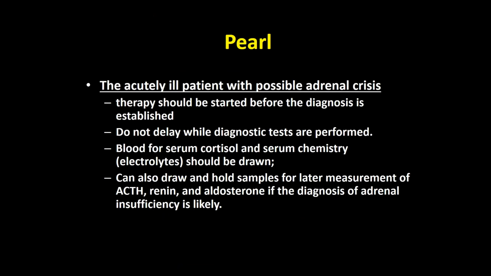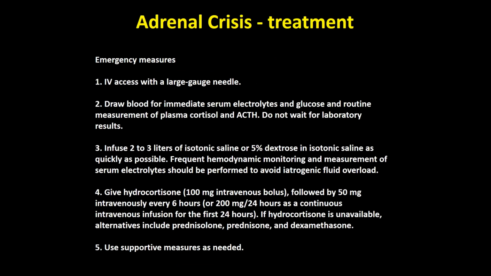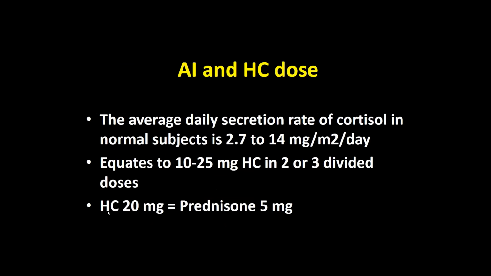We can also draw an ACTH at the same time, and start treatment where we're considering this diagnosis of adrenal crisis. And the treatment is, as you'd expect, really getting good IV access, replacing with isotonic saline, and giving hydrocortisone 100 milligrams intravenous bolus, followed by 6-hourly dosage as well. And really, it's about getting that treatment started promptly for those patients where we're considering an adrenal crisis.